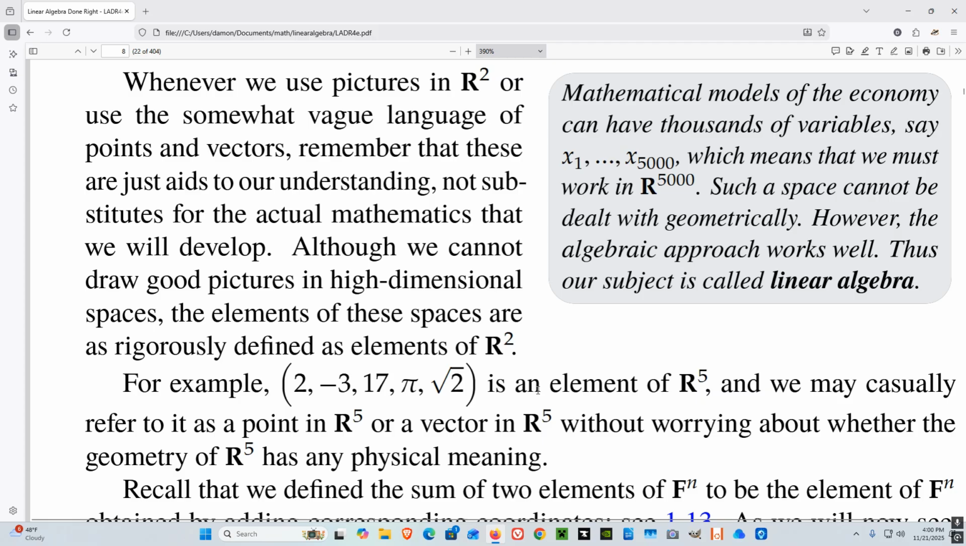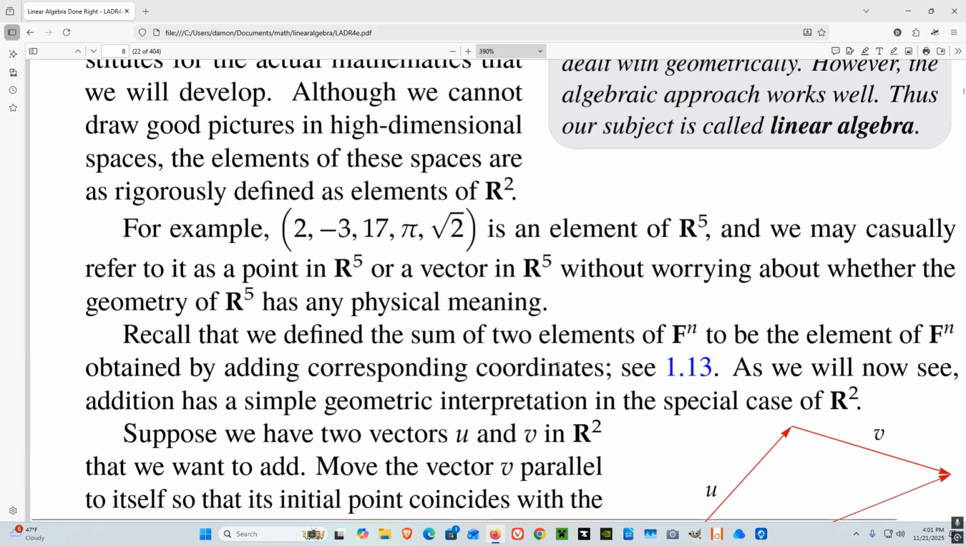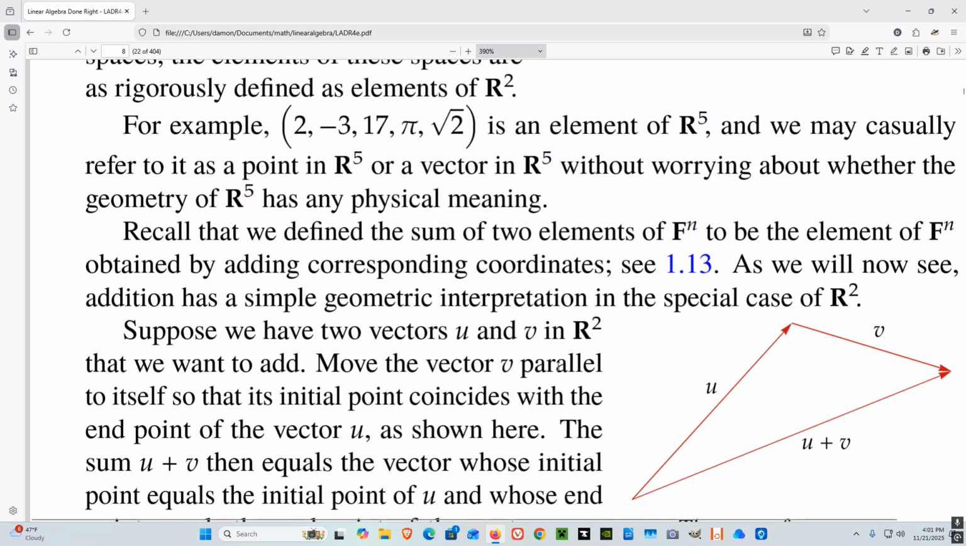Although we cannot draw good pictures in high-dimensional spaces, the elements of these spaces are as rigorously defined as elements of R^2. For example, (2, -3, 17, pi, square root of 2) is an element of R^5, and we may casually refer to it as a point in R^5, or a vector in R^5, without worrying about whether the geometry of R^5 has any physical meaning.